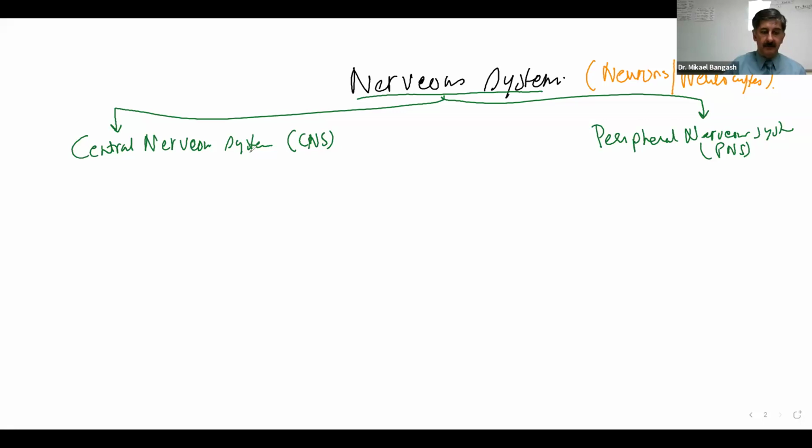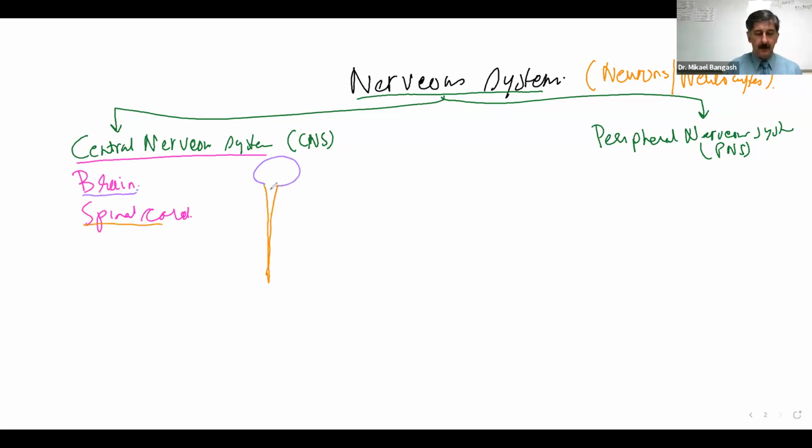Now, guys, when we talk of the central nervous system, what are the organs that make up your central nervous system? That is mainly made up of the brain and your spinal cord. So these two structures together, the brain and the spinal cord, make up your central nervous system.